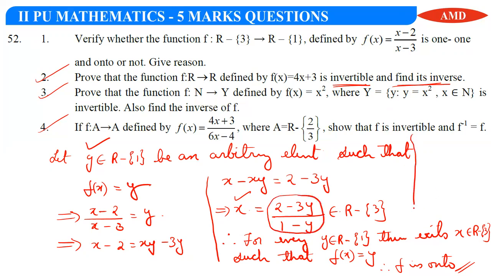Let me just show you here, though in the question they have not asked how to find out the inverse. So you write y is equal to f of x. So this implies, shift f to the other side, you have f inverse of y is equal to x. This implies f inverse of y, that is the inverse of the function, is nothing but, what is x here? x is nothing but 2 minus 3y divided by 1 minus y, which is the inverse of the given function. So this is how, from the onto part itself, you can get the inverse of the function. Let me move on to the next question.